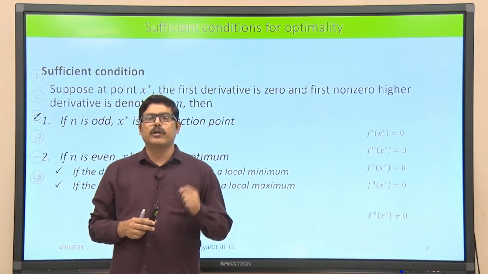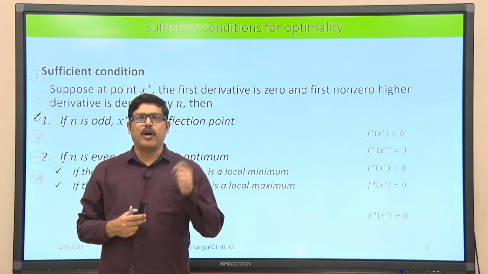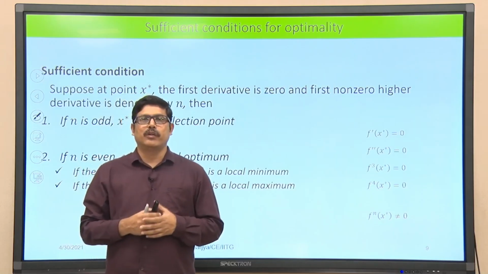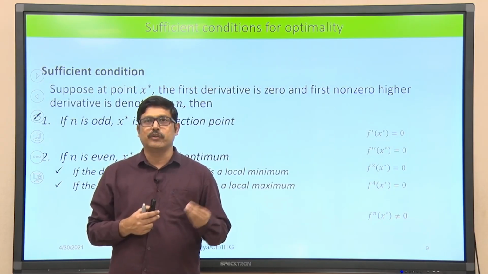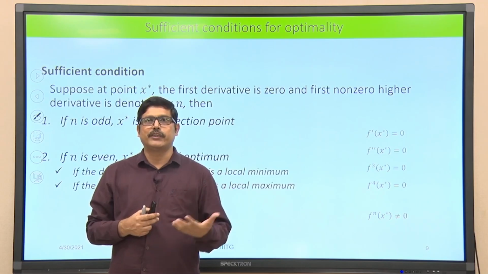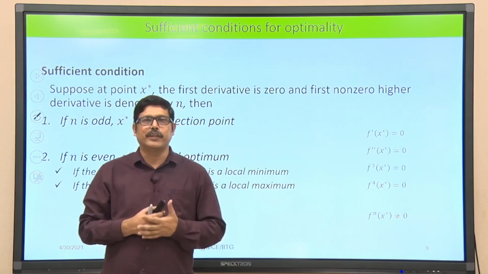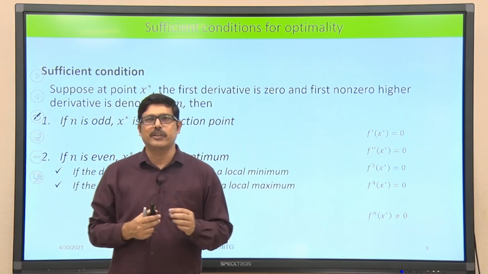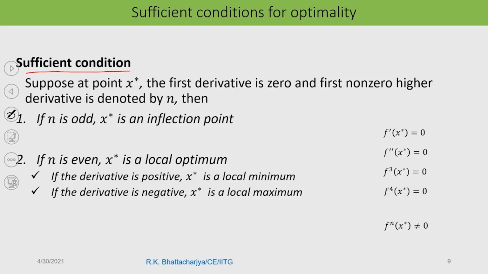Now, let us see what is the sufficient condition for optimality. If you apply the necessary condition, then the point you get where the derivative is 0, that means slope is 0, may be a maximum point, may be a minimum point, or it may be an inflection point also. Therefore, I cannot tell whether that is a maximum, minimum or inflection point, but I know that it is one of them. So, I need a sufficient condition for optimality. Let us see the definition.